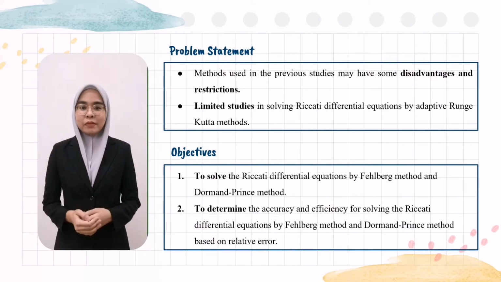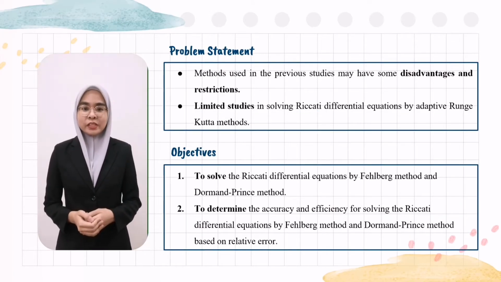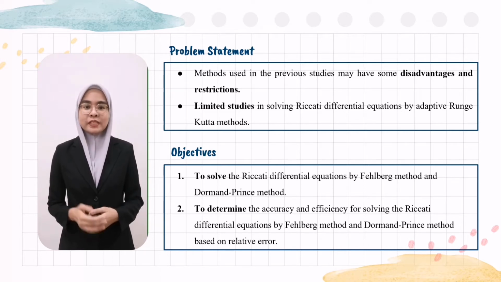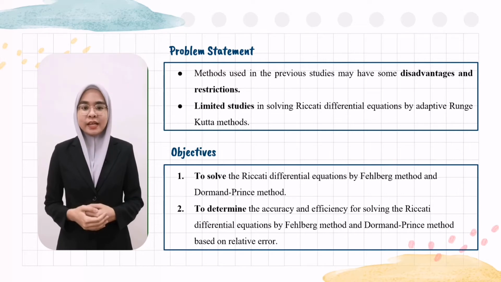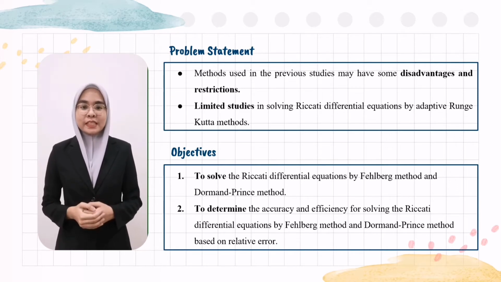Problem statement. In previous studies, various types of Riccati differential equation have been solved by several methods, but they may have some disadvantages and restrictions. Other than that, there are limited studies in solving Riccati differential equation by adaptive Riccati methods. So, the first objective of this study is to solve the Riccati differential equation by Fehlberg method and Dormand-Prince method.